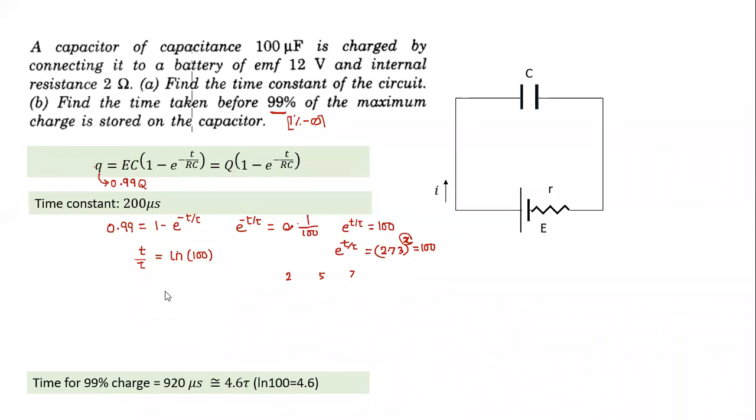So what does it mean? Any circuit will acquire 99% of its charge in time equal to roughly 4.6 of its time constant. Is it true for all circuits? Yes, it is true for all circuits. And if so, what will be 4.6 times the time constant? It will be something like milliseconds.